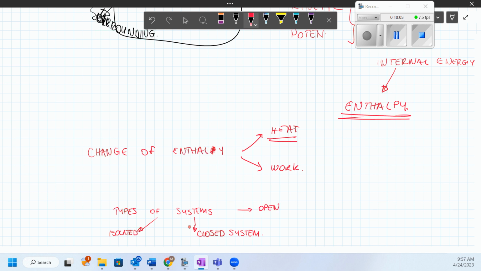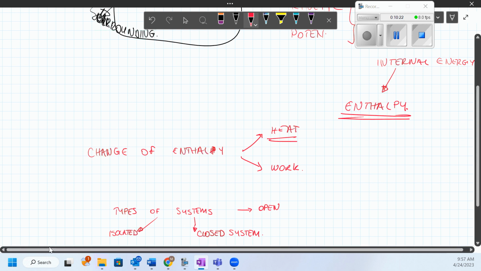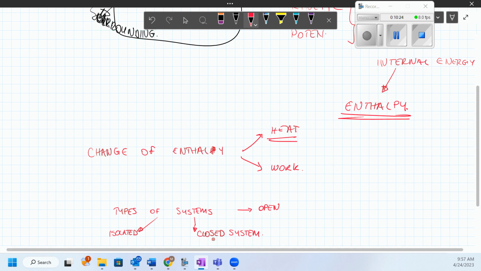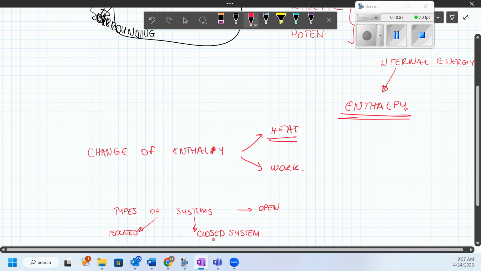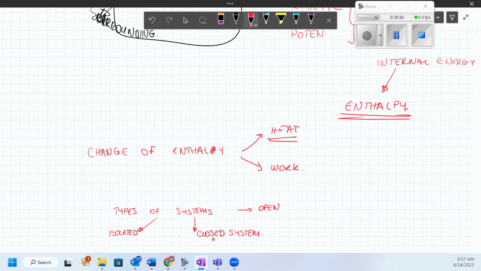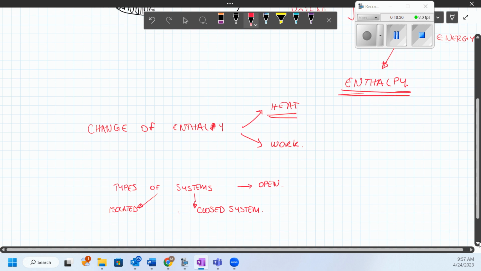This is the most common that we see even in our everyday life, where the matter and the energy can be transferred from the system, from the chemical reaction, to the surrounding. Okay, so in the isolated system, mass and energy cannot be transferred. In the closed system, mass will not, but the energy will transfer, and in the open system, both of them will transfer.